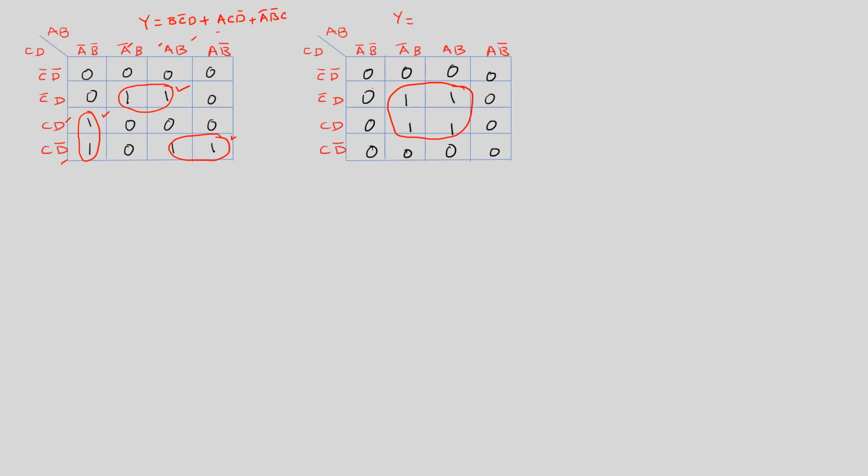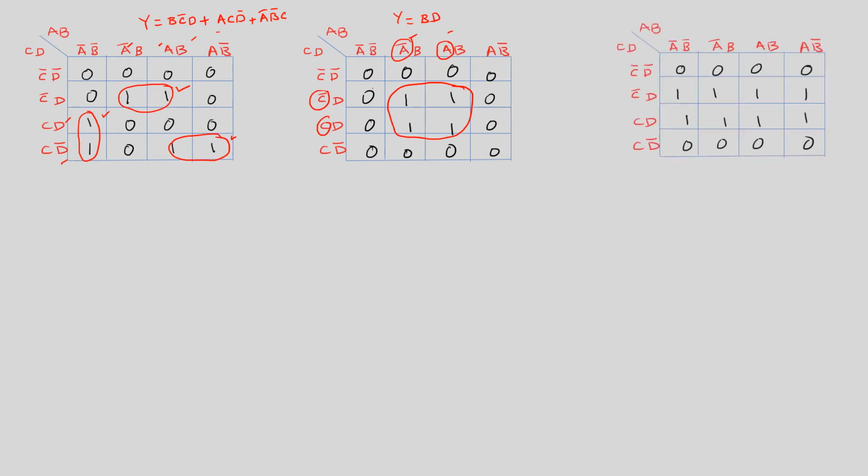So here in these two columns, A is changing, so A is removed, and here C is changing, so C is removed. So the answer is BD. Let us go for the third one.